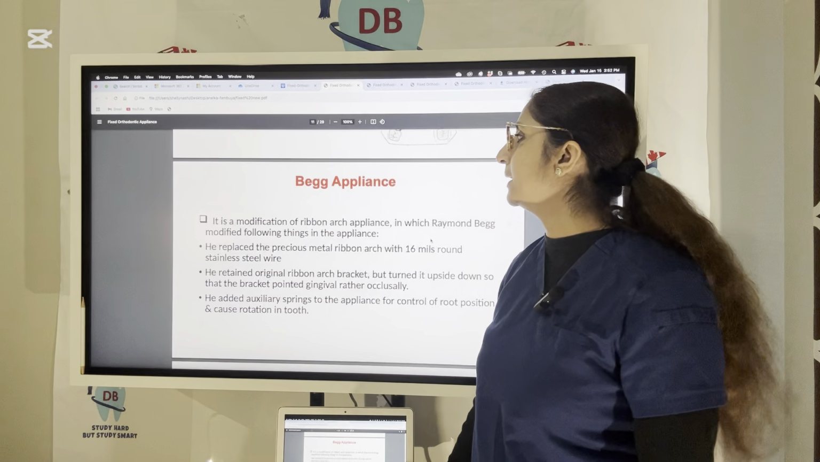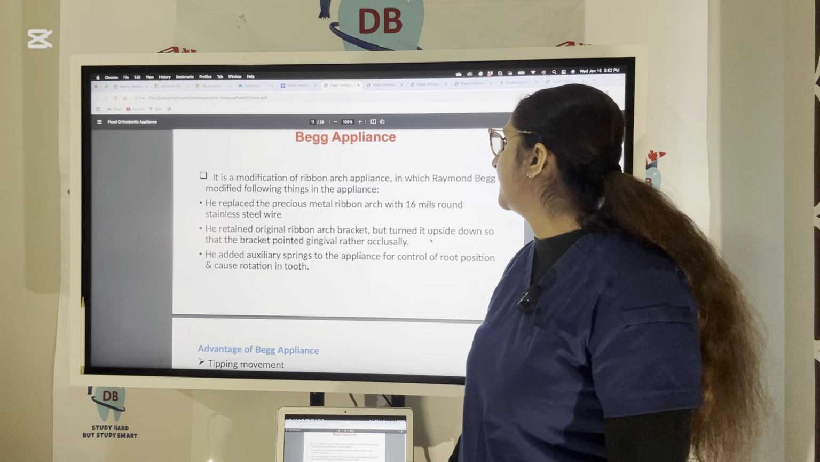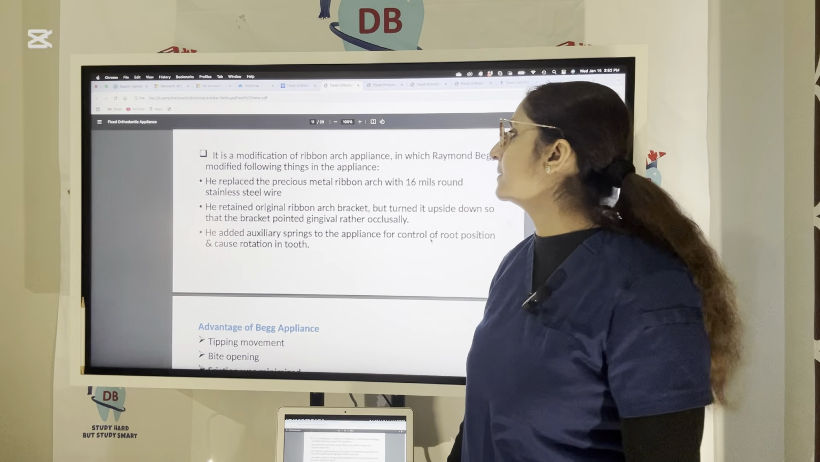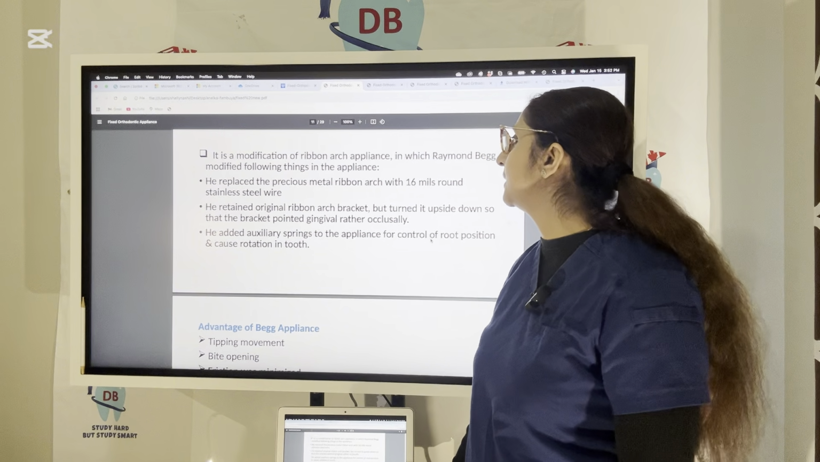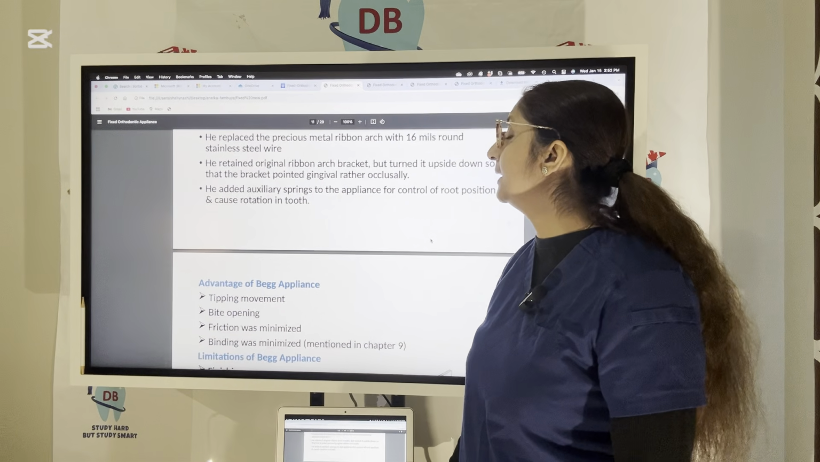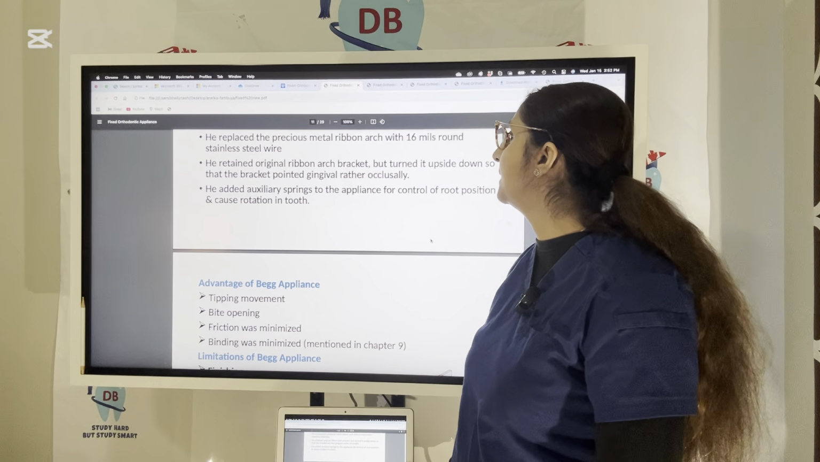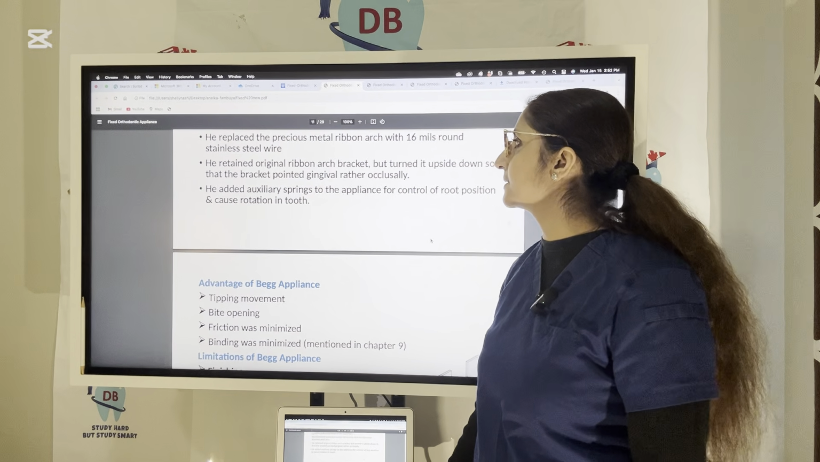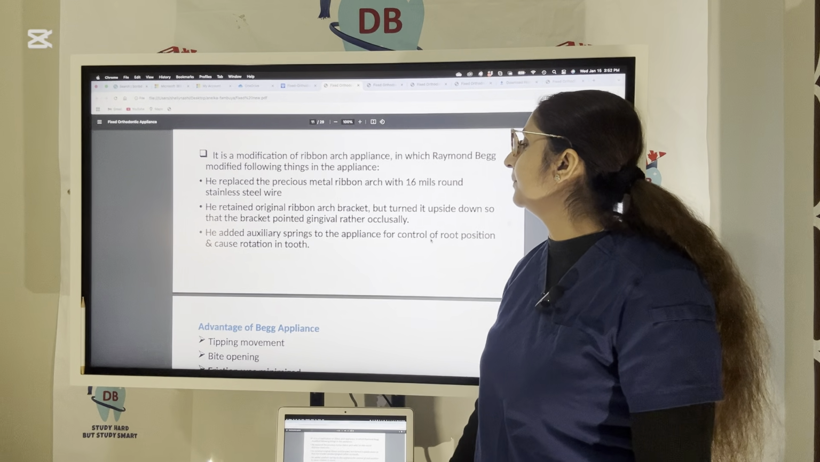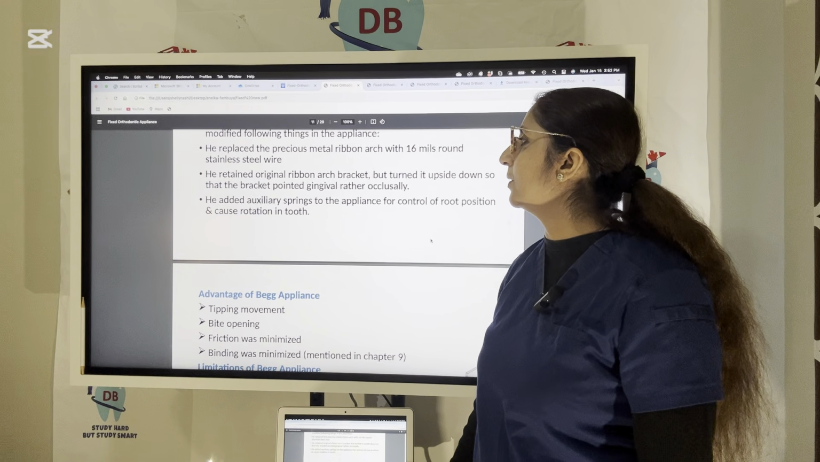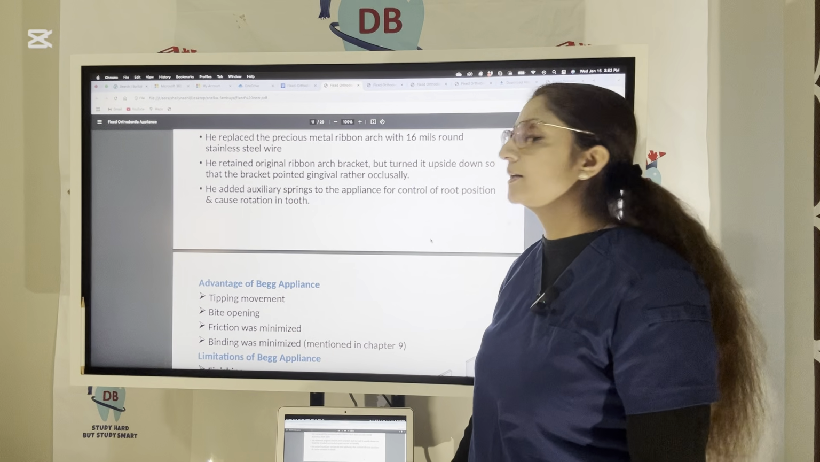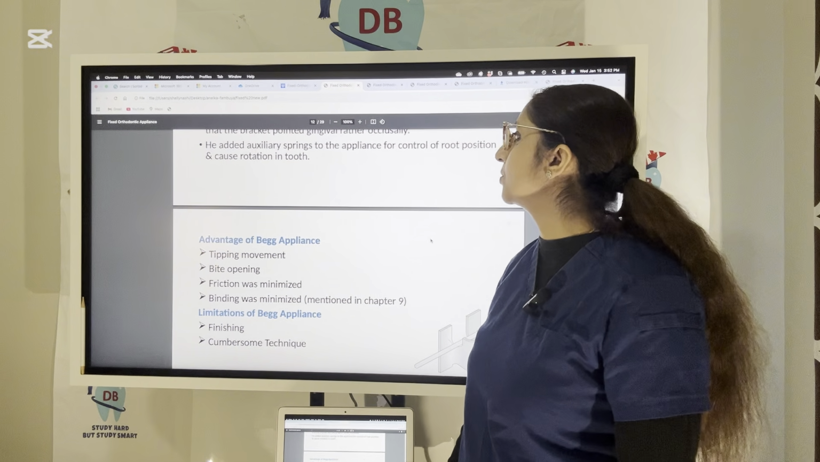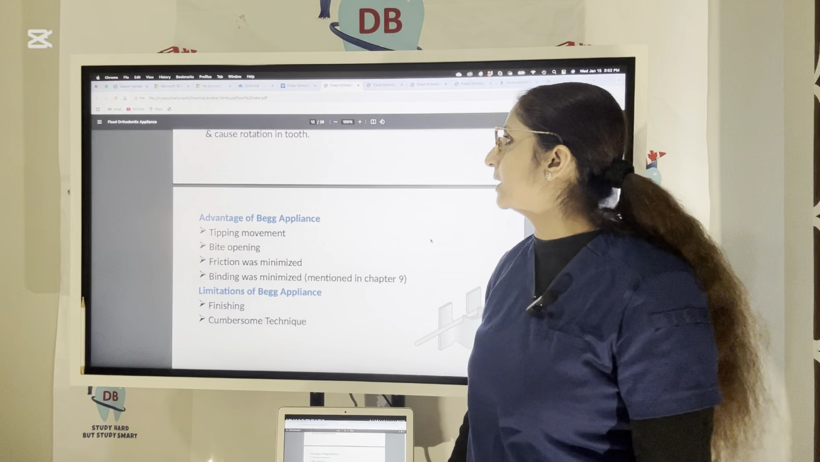Then the Begg's appliance was developed. It's a modification of the ribbon arch appliance in which Raymond Begg modified the following things. He replaced the precious metal ribbon arch that was made of gold with stainless steel wire. He retained the original ribbon arch bracket design but turned it upside down. So the bracket is pointing gingivally in this design made by Raymond Begg instead of pointing occlusally. Also, he added auxiliary springs to the appliance for control of root position and to cause rotation in the tooth.